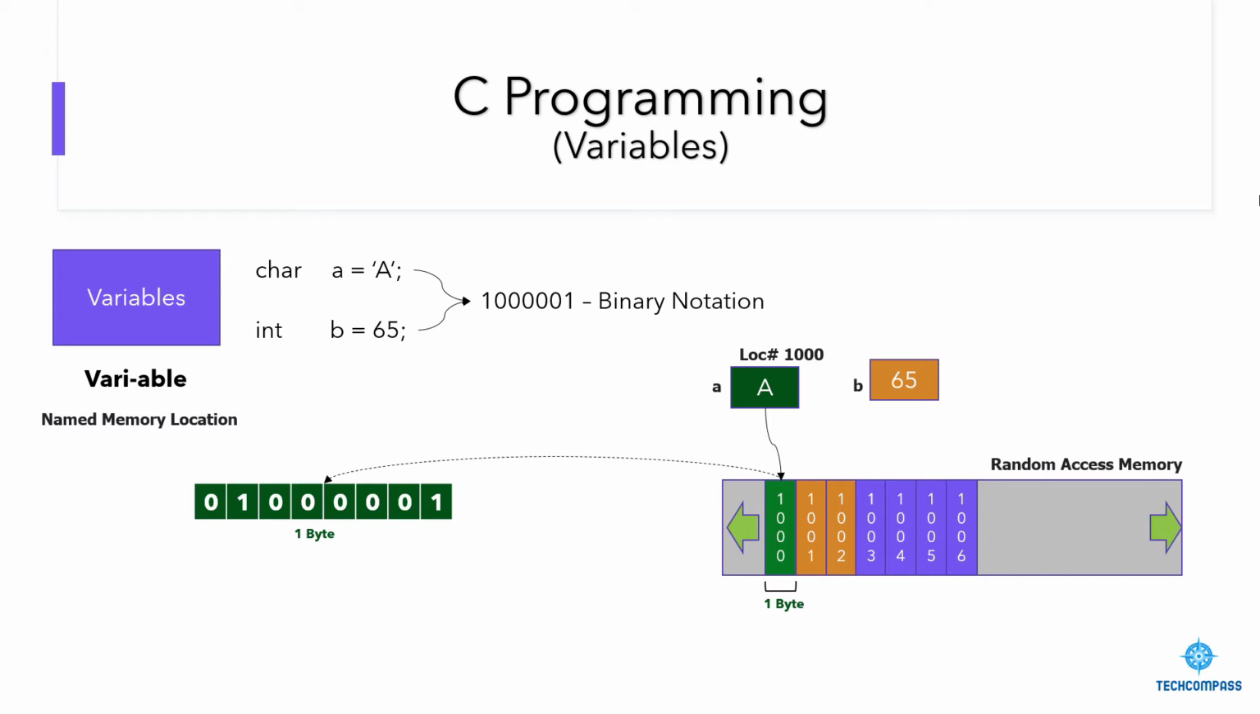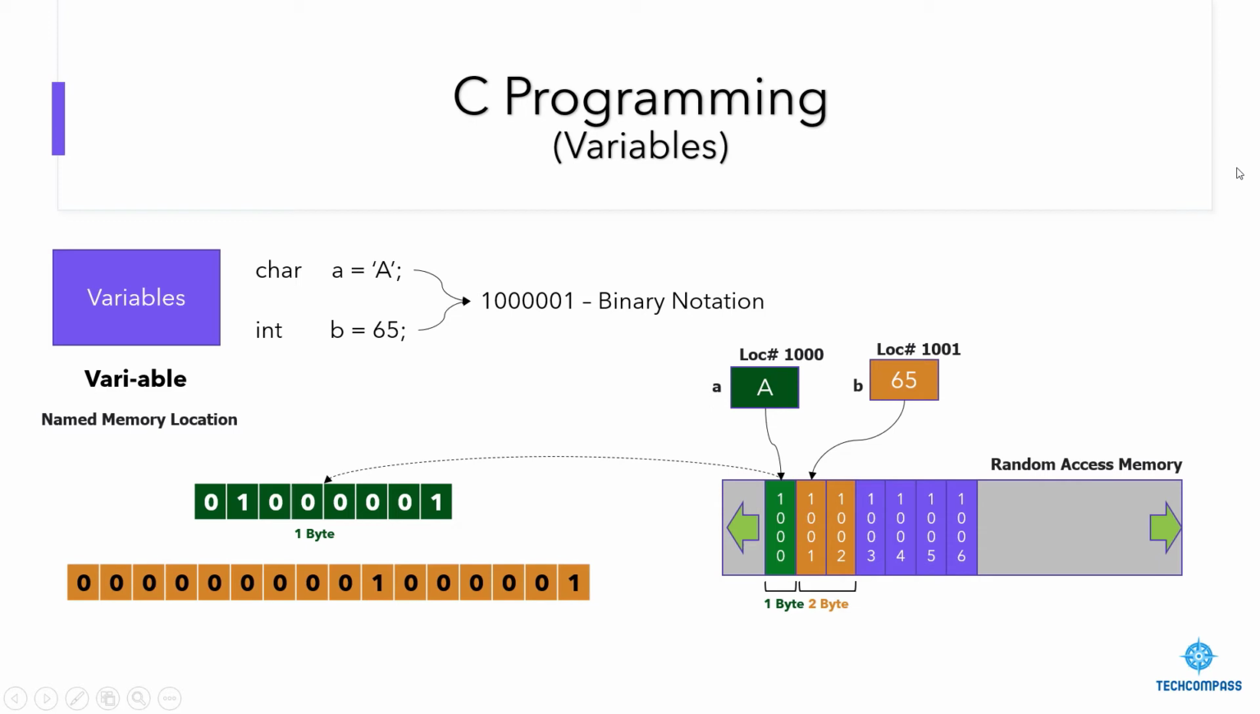And we have seen that for an integer, we require 2 bytes. So the memory location 1001 plus 1, that is 1002. The memory reserved for the variable b is 1001 and 1002. You can represent an integer using 2 bytes of memory, and that's what you are looking at now. This is how variables are stored and represented in the memory in the system.